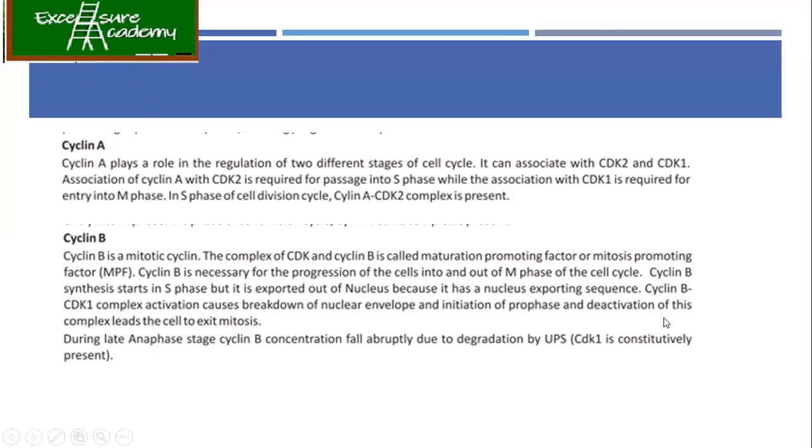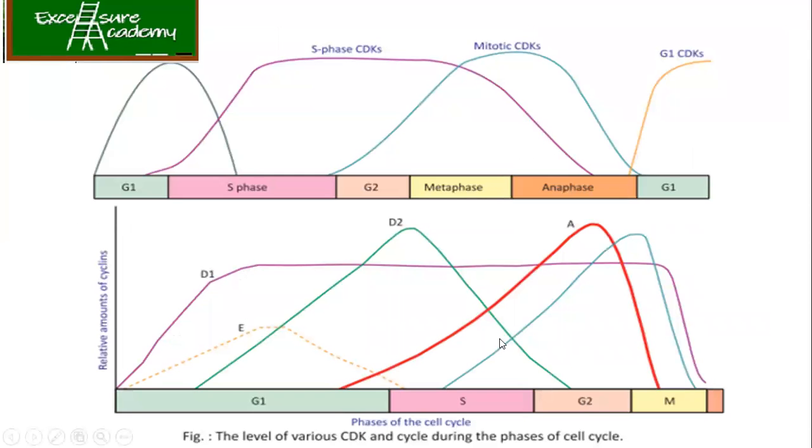Now, if it gets deactivated, it means it is going to exit the mitosis. So, during the late anaphase stage, cyclin B concentration falls due to degradation by the UPS. So, finally, what is happening now? The cell is exiting the mitosis. So, this was all about the different types of cyclins which are present in your cell cycle.